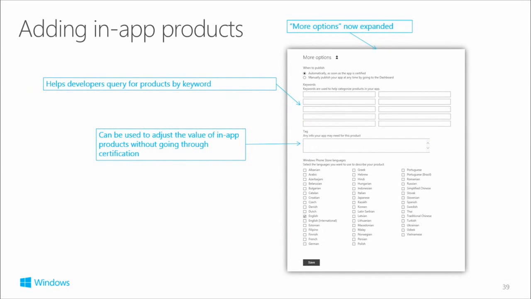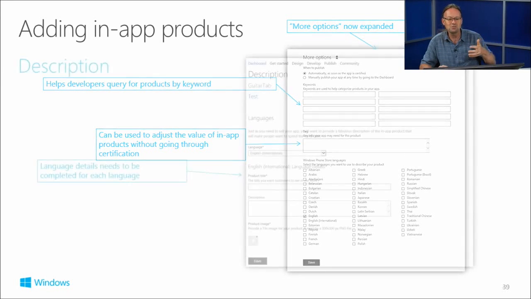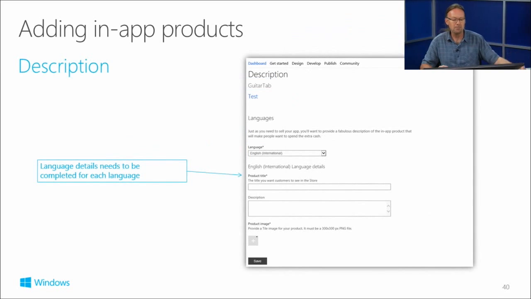There's loads more options as well. You can select which store languages it's available in, and you can use keywords to help categorize products in your app. This is what you select to help you find in-app products and help your code find the products that you present to the user in your code logic.